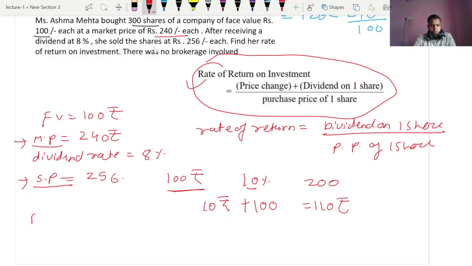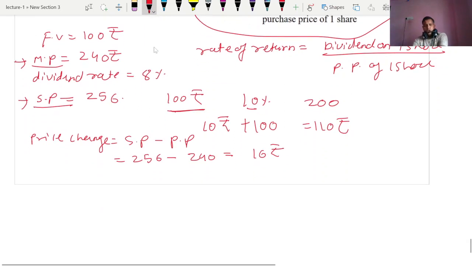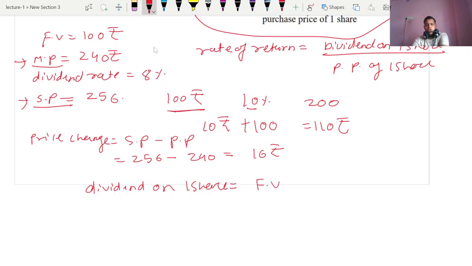So price change means what? Price change means selling price minus purchase price. So selling price is 256 minus purchase price is 240. That means 16 rupees, correct? And dividend on one share will be what? So dividend on one share is what? Face value into dividend rate. Face value is 100, rate of dividend is 8%. That means dividend on one share is what? 8 rupees.